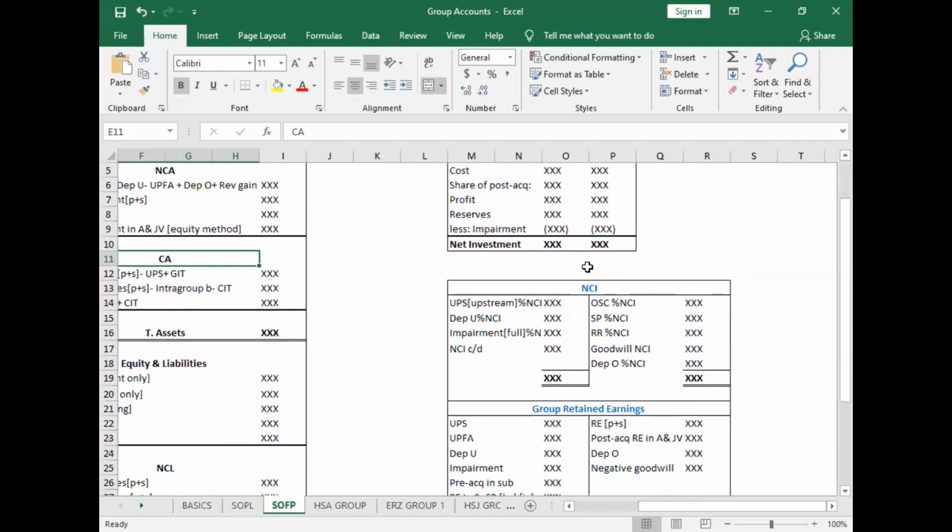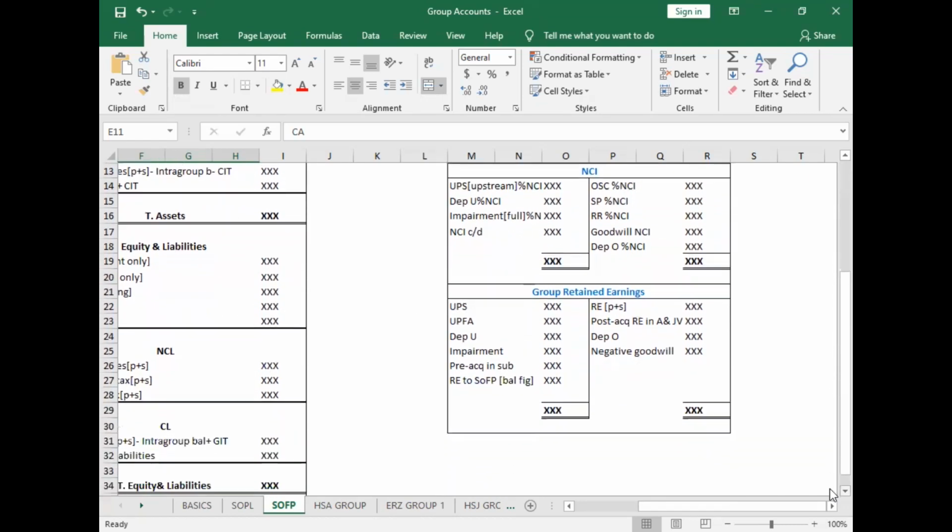Then you have the NCI. So the percentage of net assets, that is share capital, share premium, revaluation. And then another thing here will be goodwill of NCI. That's why we'll be separating the goodwill of the parent and the subsidiary. Then another thing we'll add is the depreciation overcharge. Then we'll less UPS if the sales were upstream, a percentage of NCI, depreciation undercharge, a percentage of NCI, impairment if full goodwill method was used, a percentage of NCI. Then we'll find the NCI carried down, the value that will go to the statement of financial position, isn't it?